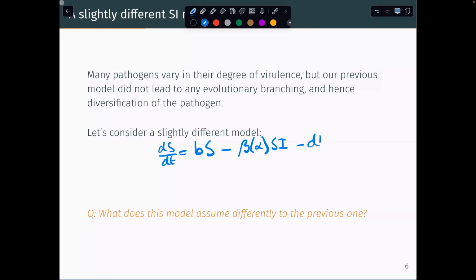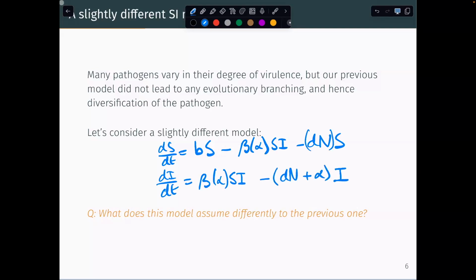Now we're going to assume that our death rate looks like this. Our natural death rate is minus D times N times S. I'm going to put this in brackets just to emphasize that this is our death rate here. And dI/dt is going to be our infections, beta of alpha times SI, minus D times N plus alpha, times I. So does anyone have any idea what this model assumes differently to the previous one?